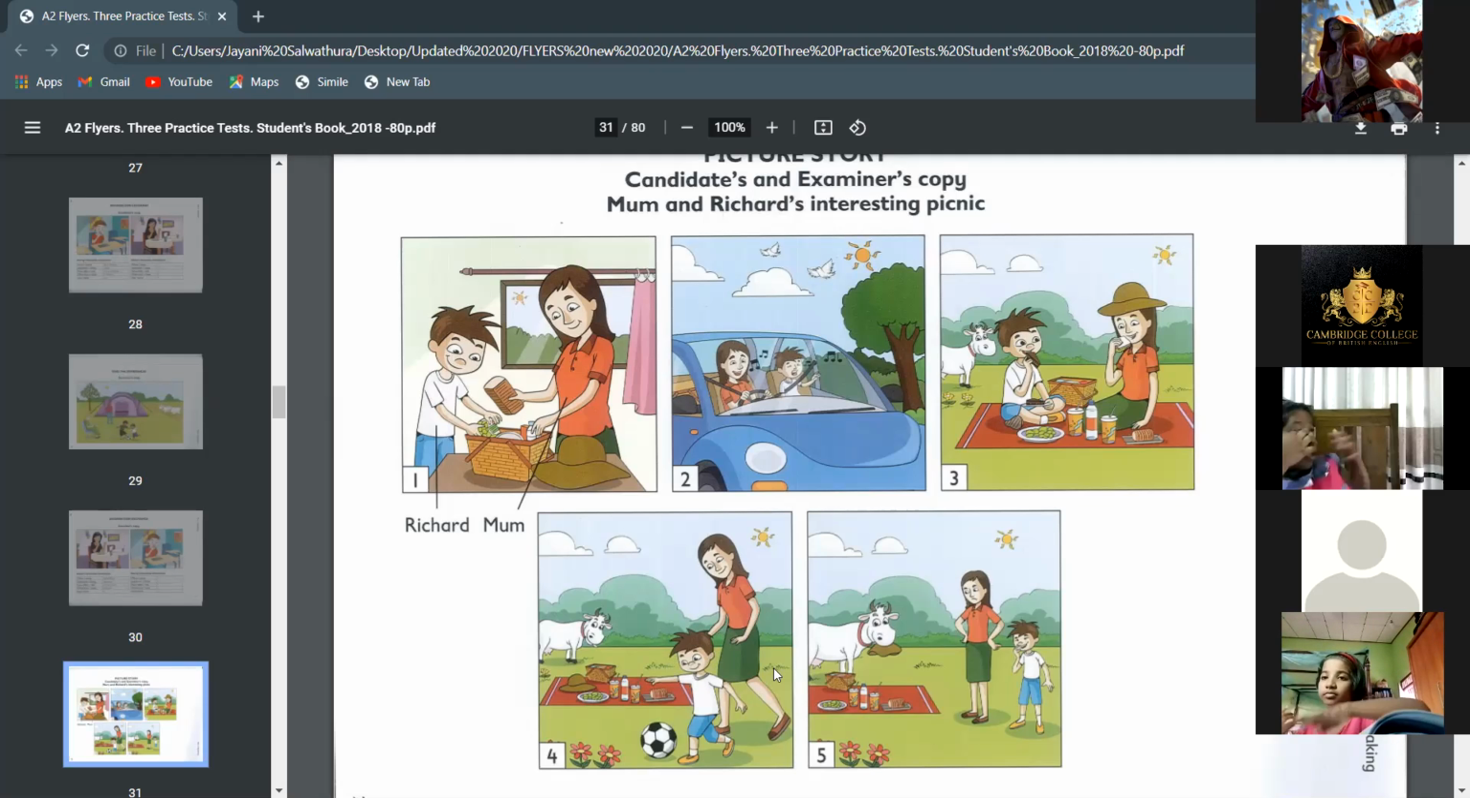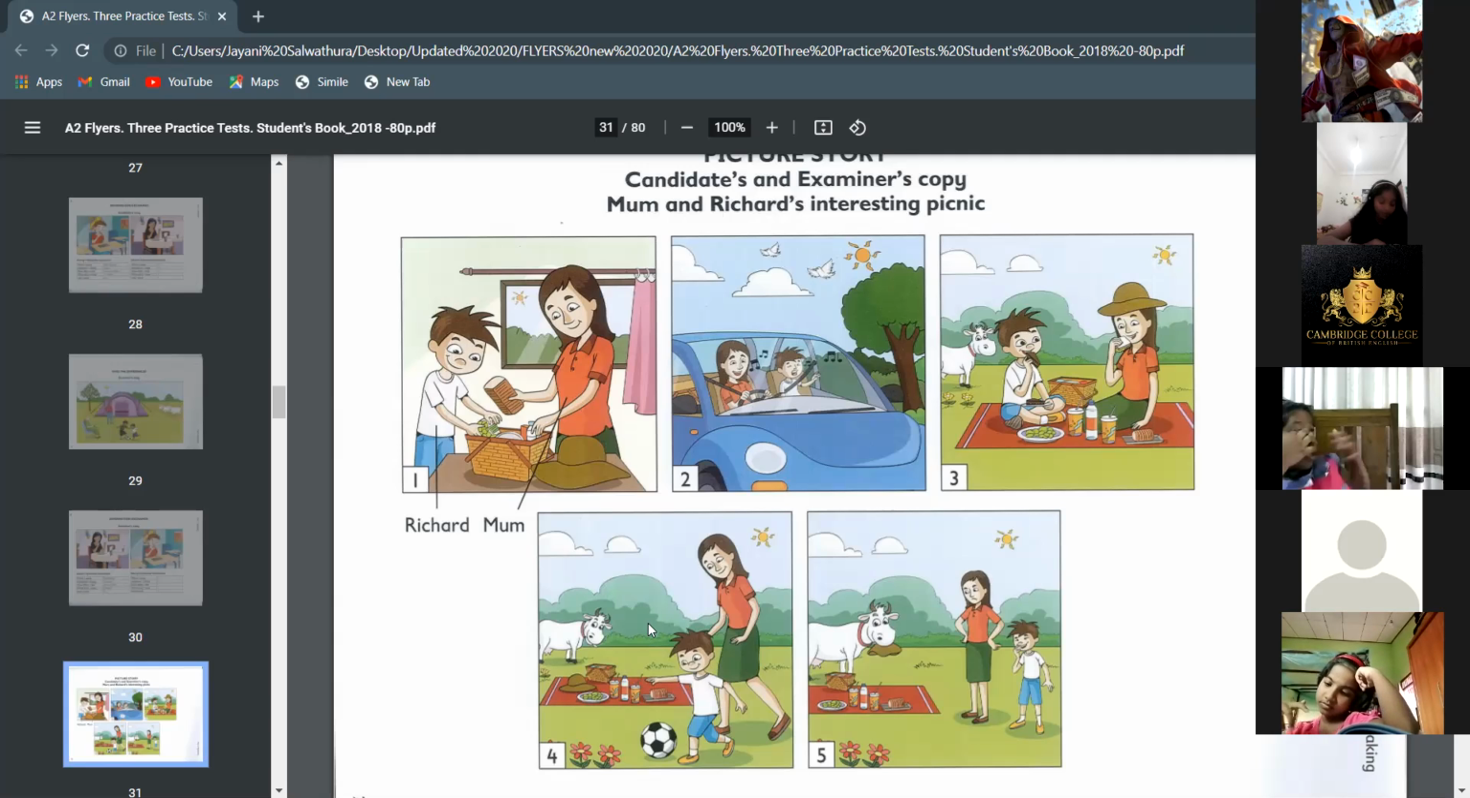Richard, look at this number 4. Mom and Richard are playing football. Eka kiyanna one playing with a ball. They are not looking at the cow. Eyala cow diha balagena neme inne. The cow is near the picnic. Cow den onna picnic ekak langata evith inne.